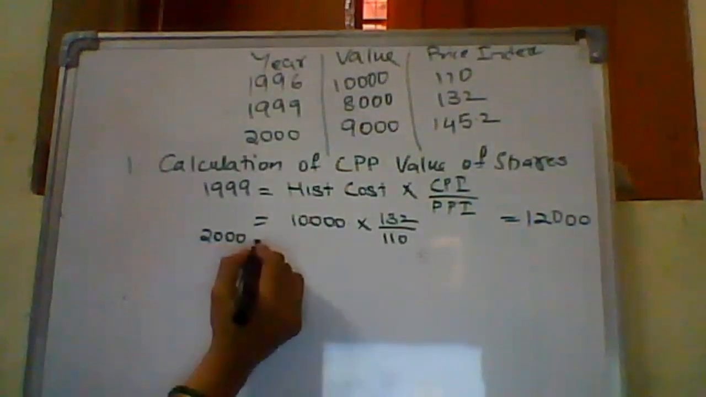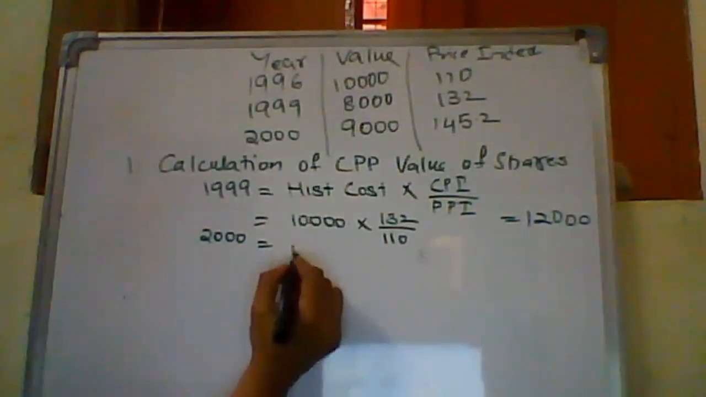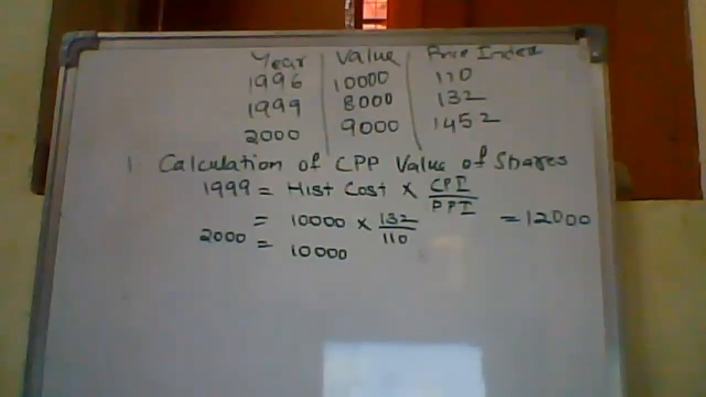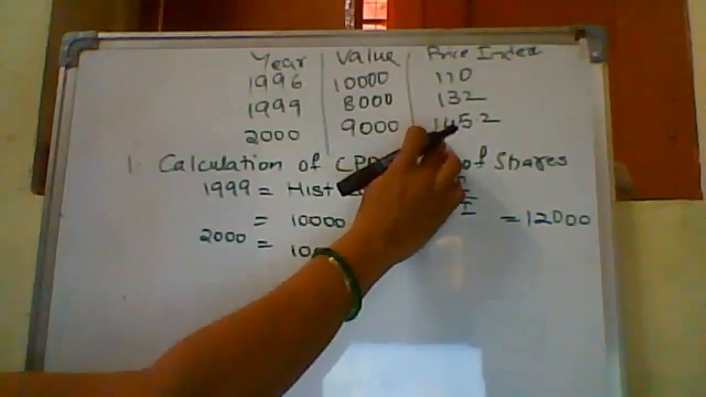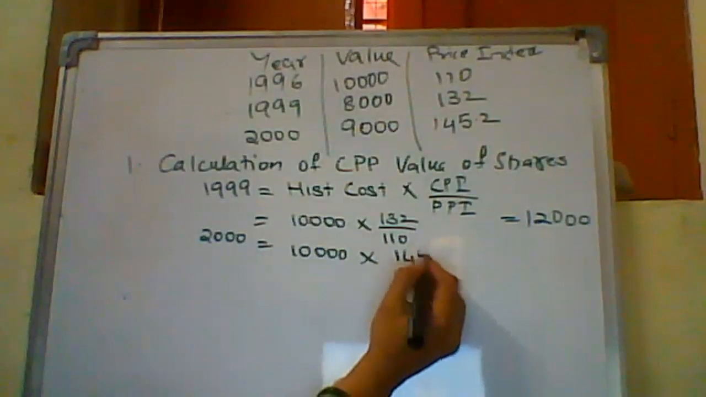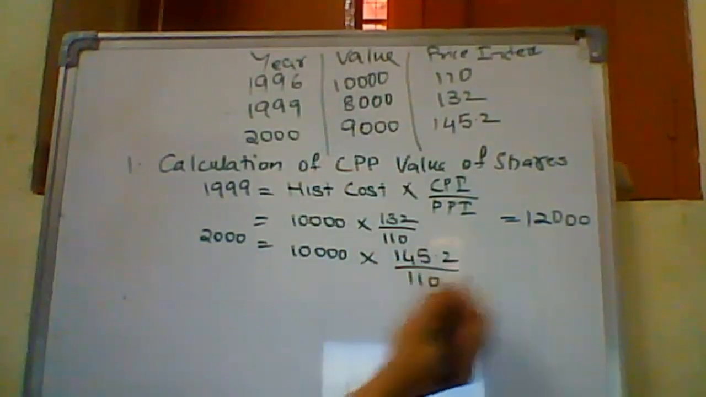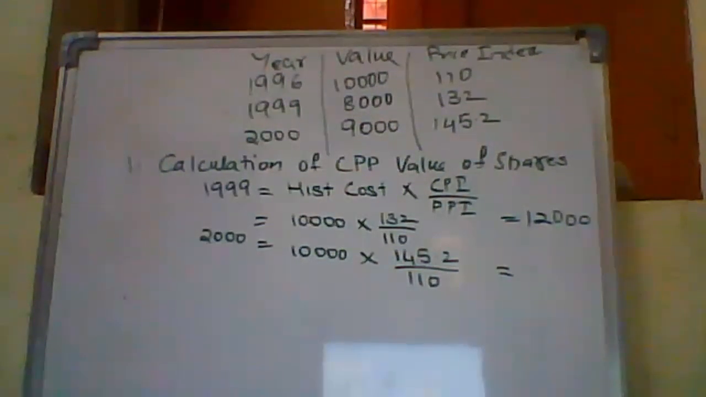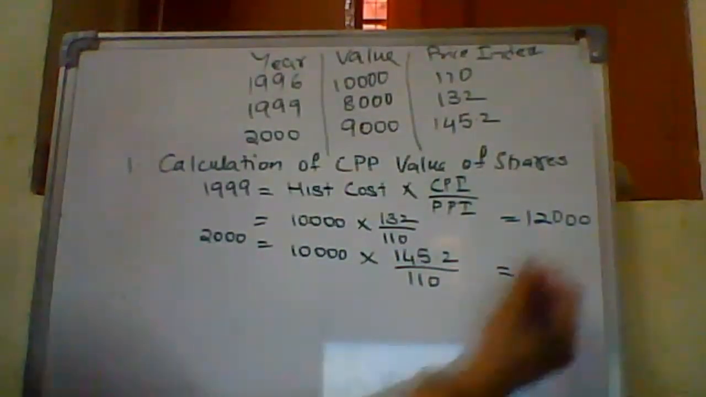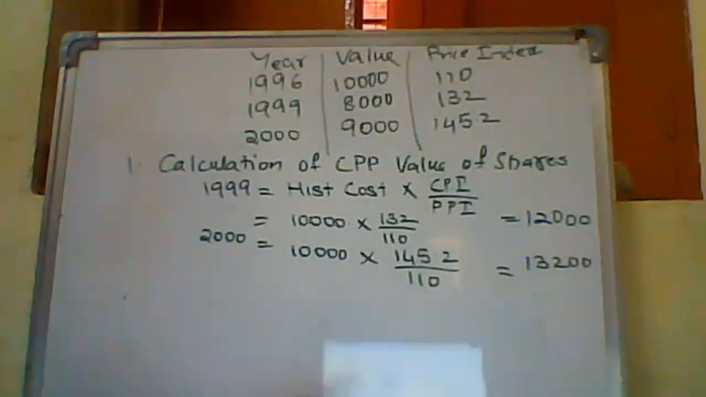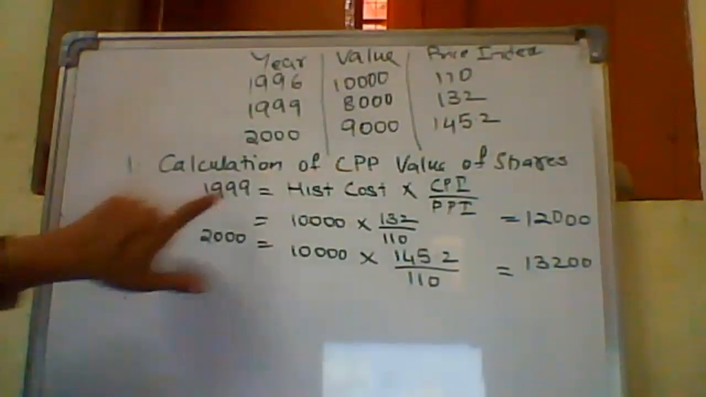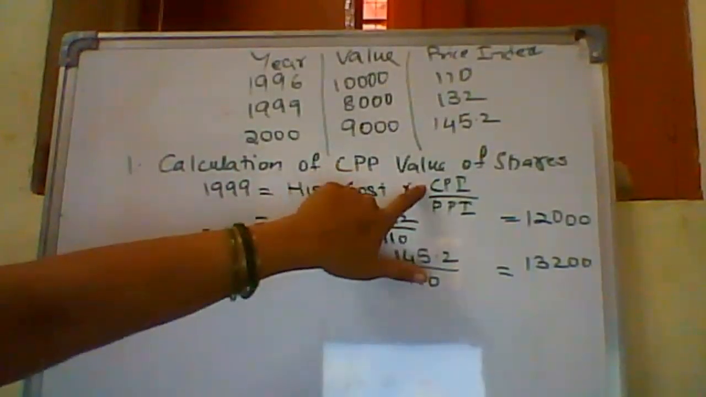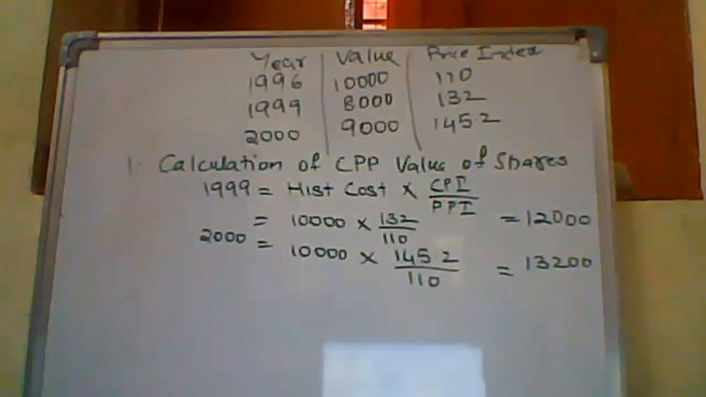Same thing I will have to do in 2000. Historical cost, that is I purchased at 10,000 only. So historical cost doesn't change, but my CPP has changed. Current price index is 145.2 divided by my previous price index, which was 110 only. So I have 13,200 as my CPP. So first question done. First find out CPP 1999: historical cost into current price index by previous price index. I got 12,000.